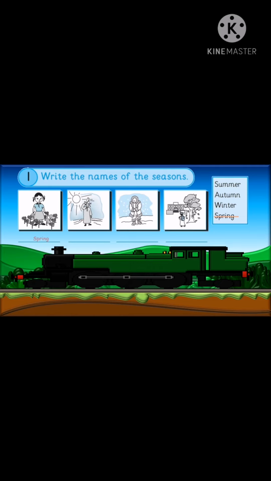Look at the first picture. Spring. Excellent, grade 2. Well done, spring. Look at picture number 2. Summer. Excellent, grade 2. Well done. Now check number 3. Winter. Amazing, grade 2. And the last one is autumn. Check your answers, grade 2.